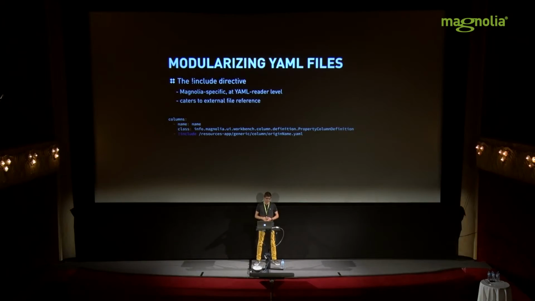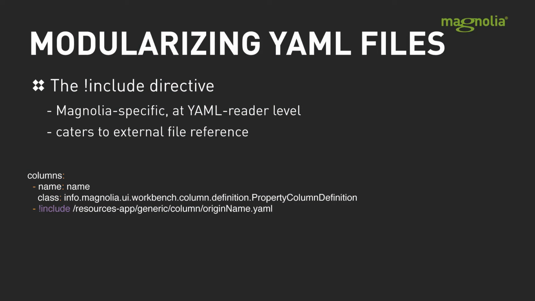And finally, I was mentioning the include directive. The goal here is that you should still be able to modularize your YAML files, not copy-paste all around the place. It's Magnolia specific, and it's plugged in at the YAML reader level, and basically caters to external file references. That's pretty much the syntax. We have this exclamation mark include, which signifies a directive for the YAML parser, and then we give the path to another resource. It can be in a generic directory so that it's not picked up accidentally by, let's say, the app registry or whatnot. So there you have just an example.